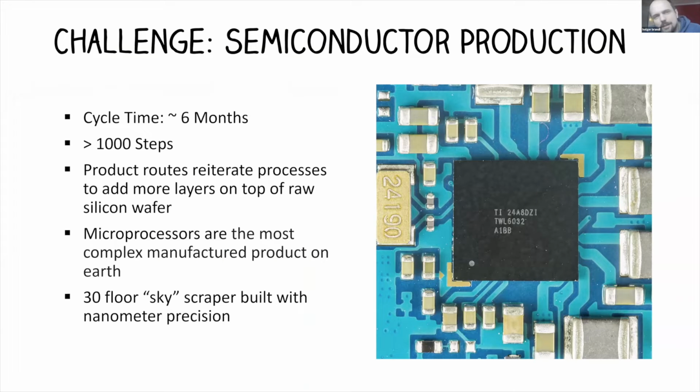So sticking to this example from semiconductors, I think it's a very good example because it illustrates very nicely the complexities we have to deal with when optimizing a business process such as semiconductor production. First, it takes very long to produce a microchip. Sometimes it takes up to 6 months from the raw wafer to the final product. And there's usually more than 1,000 steps involved where we iteratively add layers on top of layers on the wafer. Some say that microprocessors are actually the most complex manufactured product on Earth.